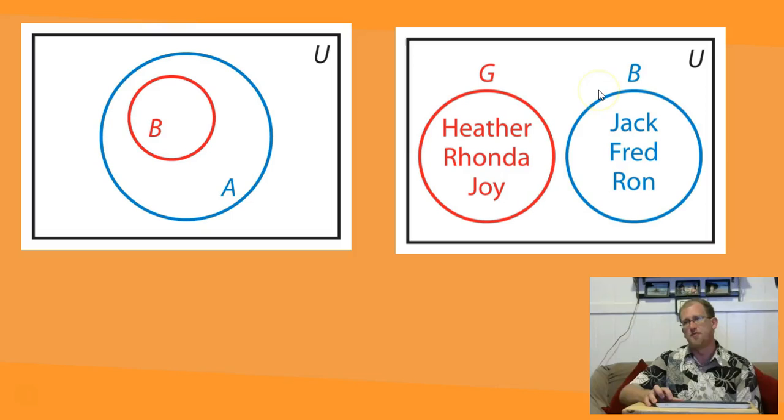Here we have another example. We have 2 sets, and both sets have 3 things in them. The set for girls is Heather, Rhonda, and Joy. The set for boys is Jack, Fred, and Ron. And so these 2 sets are equivalent because they have the same number of items in them, although they are not equal because Heather and Jack are not the same thing, praise God. And both of them fit within the universal set.